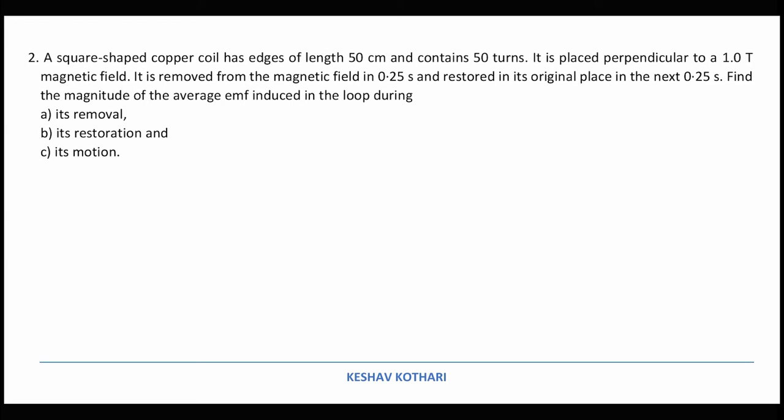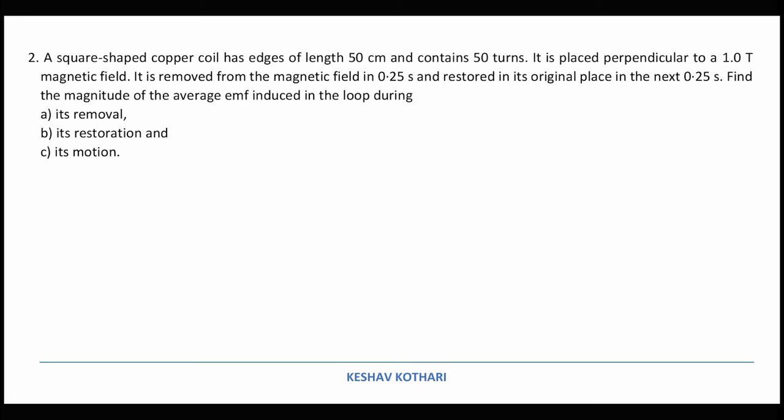A square shaped copper coil has edges of length 50 centimeter and contains 50 turns. It is placed perpendicular to a 1 Tesla magnetic field. It is removed from the magnetic field in 0.25 second and restored in its original place in the next 0.25 second. Find the magnitude of the average EMF induced in the loop during its removal, its restoration, and its motion.